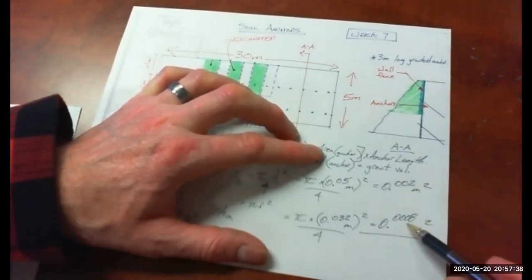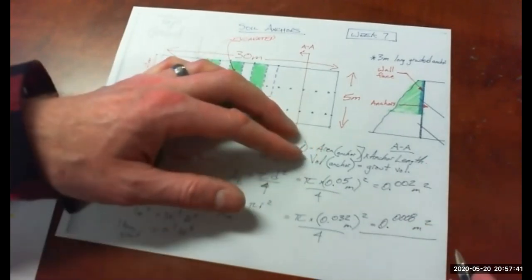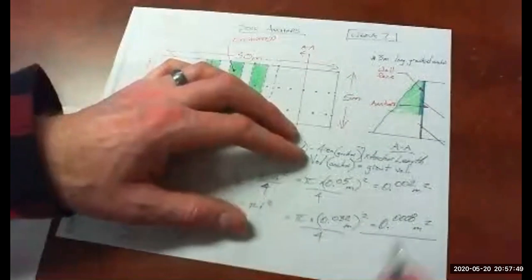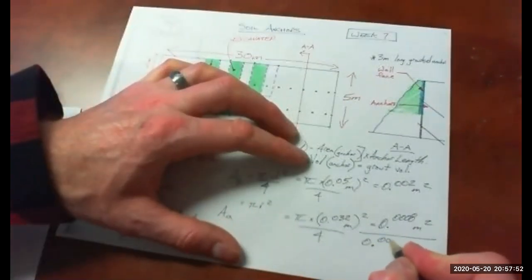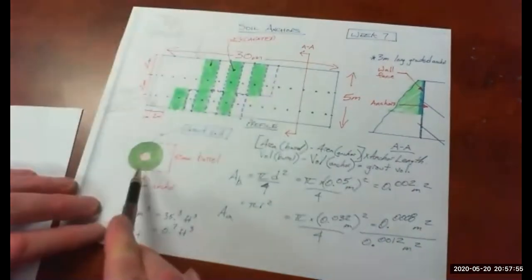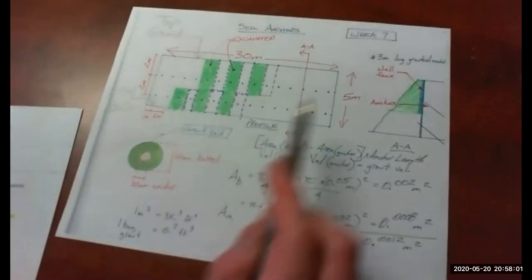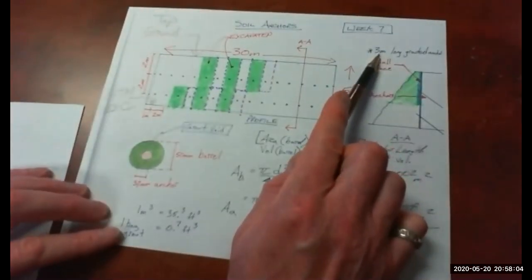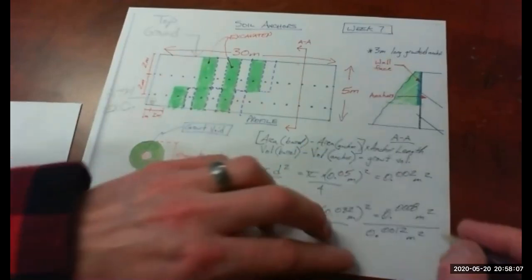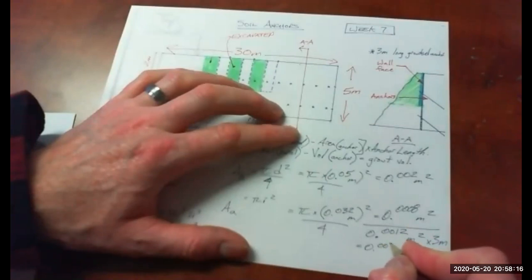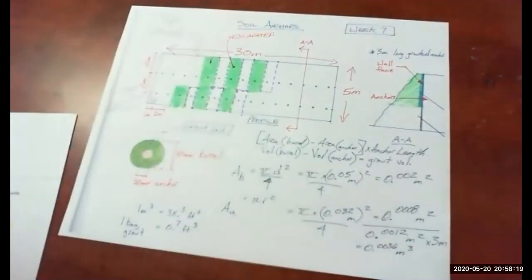So subtract one from the other. So 0.002 minus 0.0008 is 0.0012. So that's the area of the shaded green that we will fill with grout. So then we need to multiply it by 3 meters to get the volume of that grout. So times 3 meters is 0.0036 cubic meters. So pretty small volume.